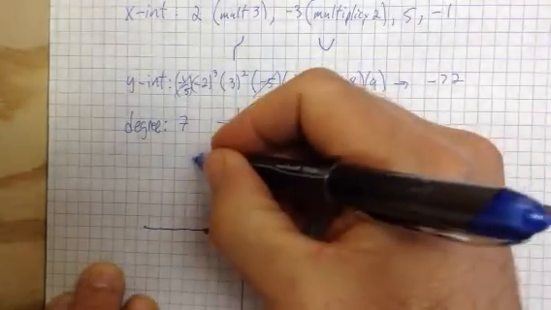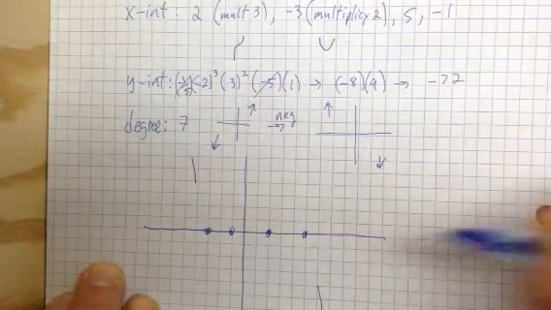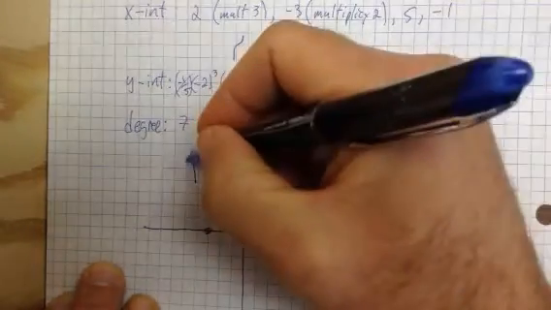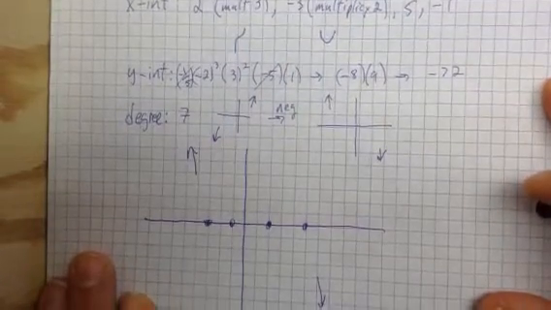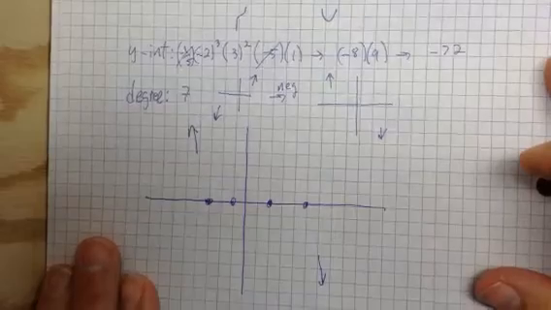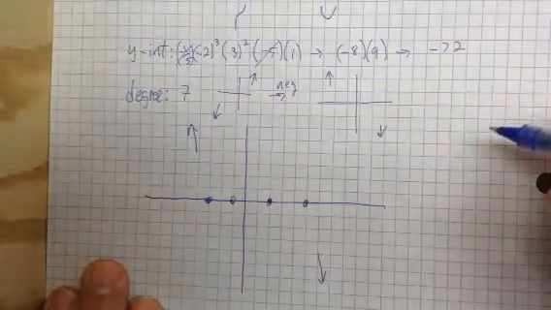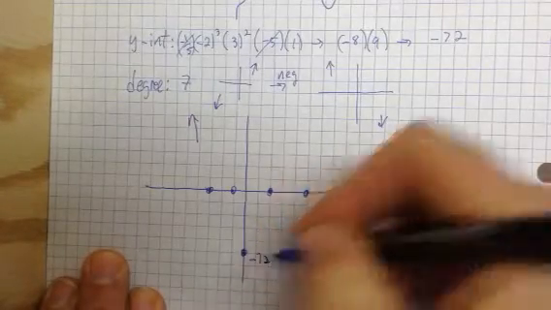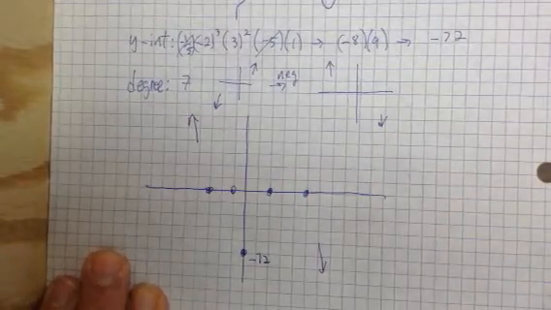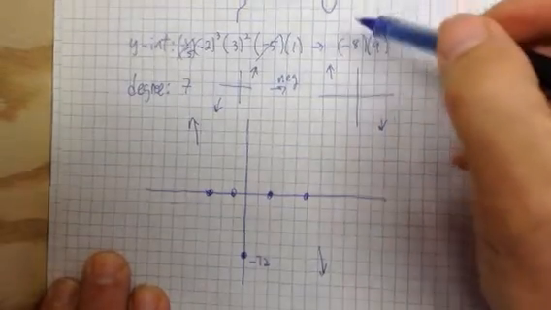We know it has to come in from here and it has to go out here, because it's an odd 7th degree. I'm just going to scroll up a tiny bit. I'm losing my x-intercepts, but I wrote them down there. And we're going to put on a y-intercept of negative 72, so we're just going to put this down here and call it negative 72. What? We can do that? Yes. Okay.